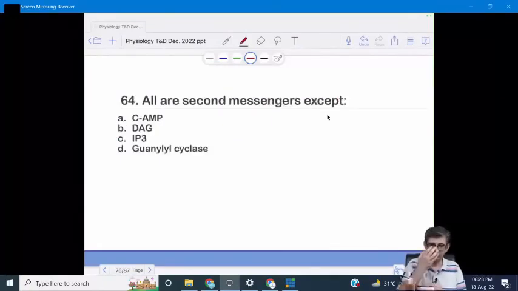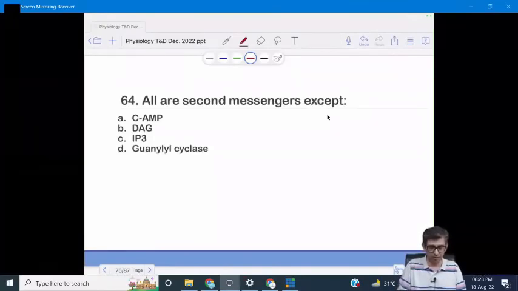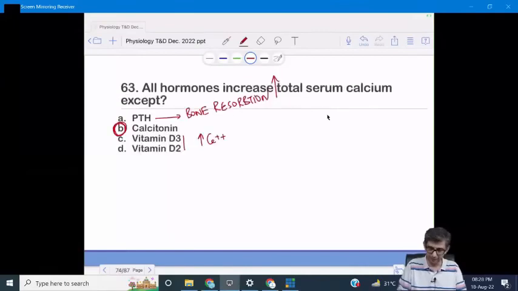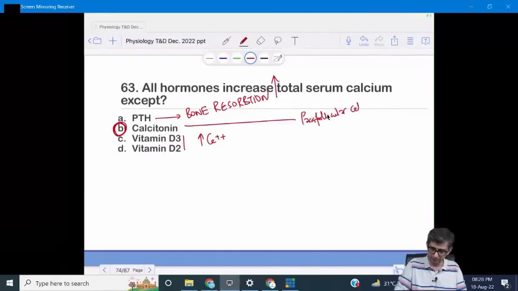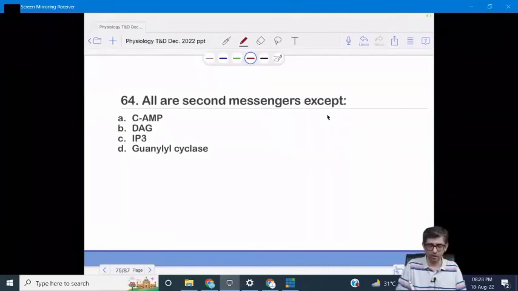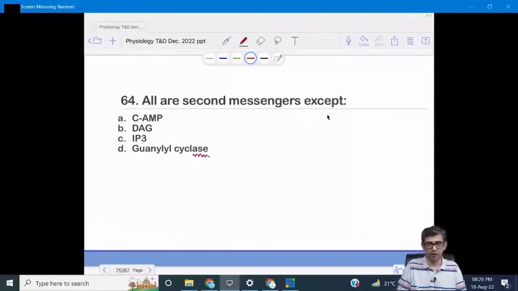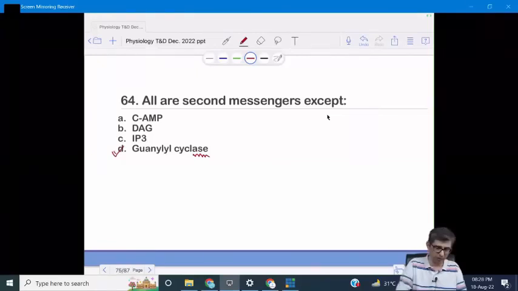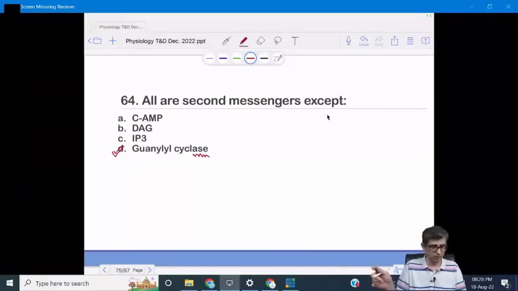Coming to 64, all are secondary messengers except, the question can be solved by parafollicular cells. All are second messengers except, so from the name itself it is clear that the name of an enzyme is written, guanyl cyclase. Guanyl cyclase would play a role in production of cyclic GMP. So the correct answer for this one is option number D. 64 is sorted. It is to be solved mainly by the cyclase enzyme.